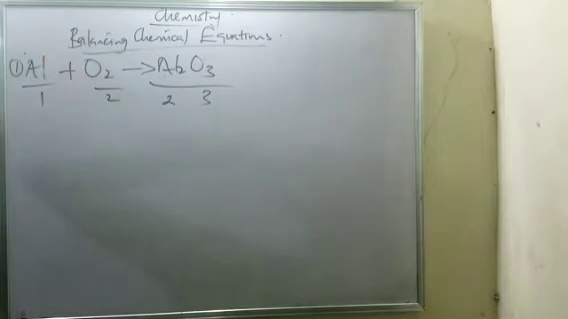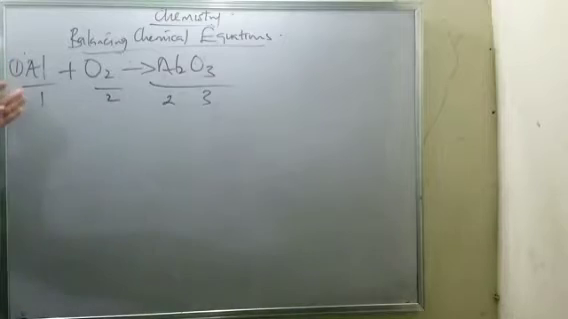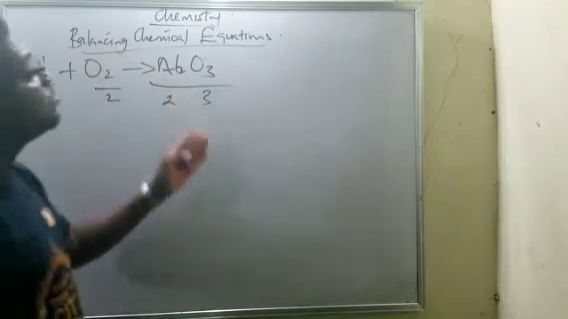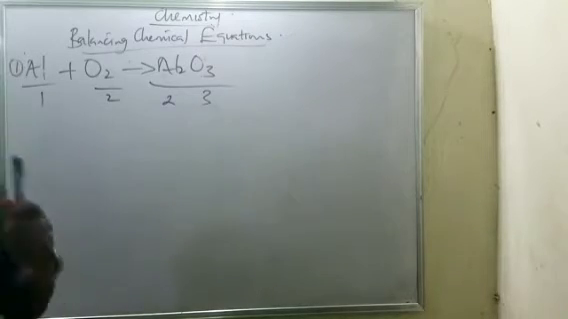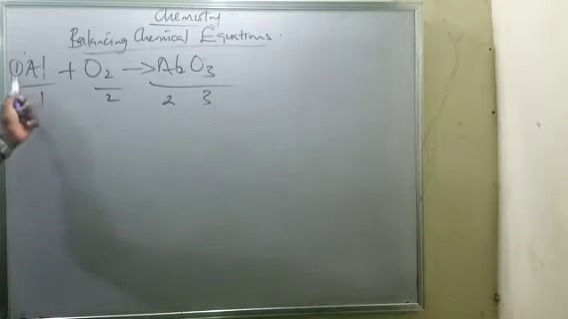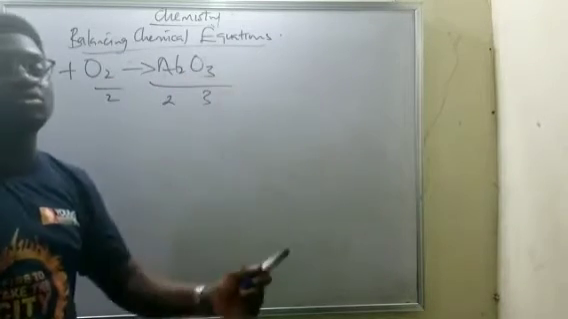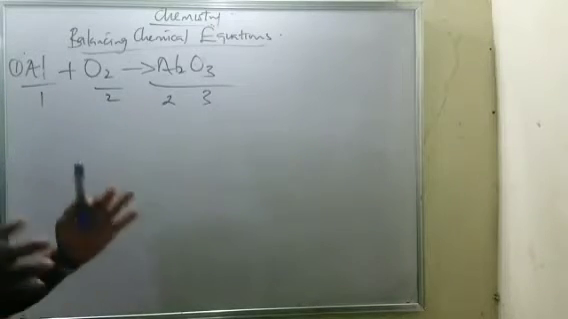The number of moles of oxygen here is not equal to the number of moles of oxygen here. The number of moles of aluminium here is not equal to the number of moles of aluminium here. So definitely something needs to happen. When you are balancing a chemical equation, the right way to do that is by placing coefficients as number of moles beside the compound or element.